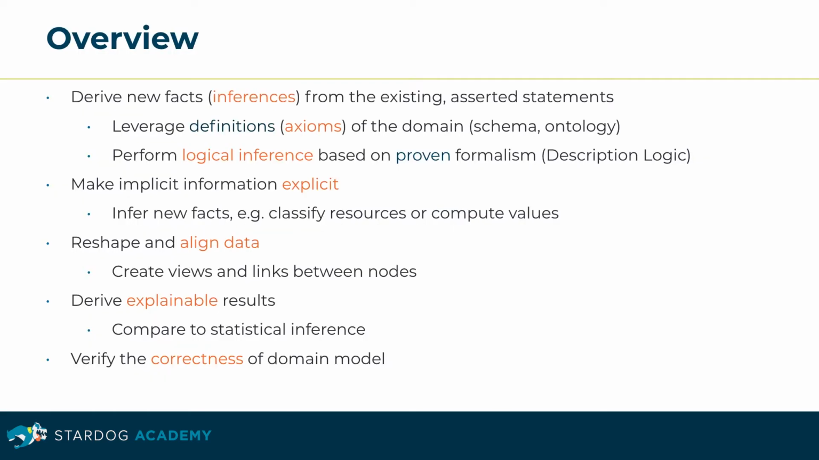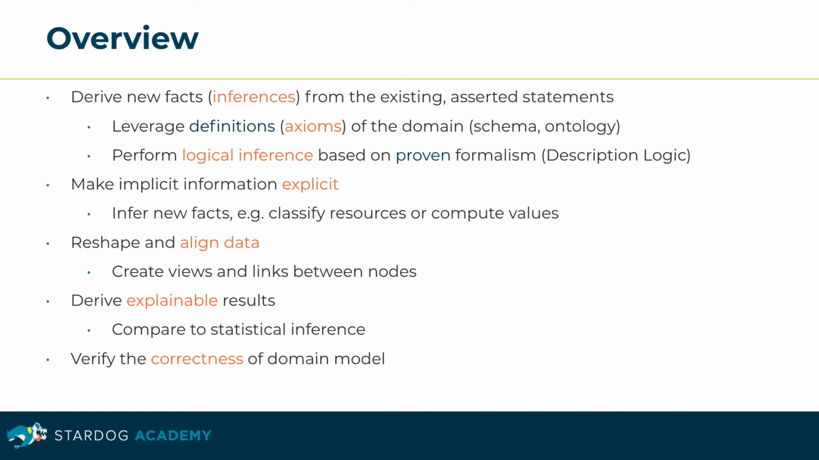Reasoning is the process of deriving new facts, called inferences, from an existing data set based on definitions in the data model, called axioms, and a set of applicable rules. The process of reasoning is also known as inference. They are synonyms. At Stardog, we adopted the latter term and talk about inferencing or inference engine, etc.